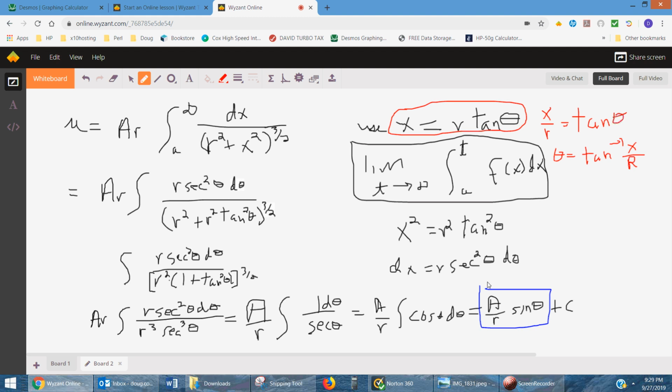So now we're down to this. Let me rewrite this with theta replaced by the inverse tangent of x over r. So I've got A over r times the sine of the angle that has a tangent of x over r. Well, what is the sine of an angle that has a tangent of x over r? I'm going to draw a little right triangle.